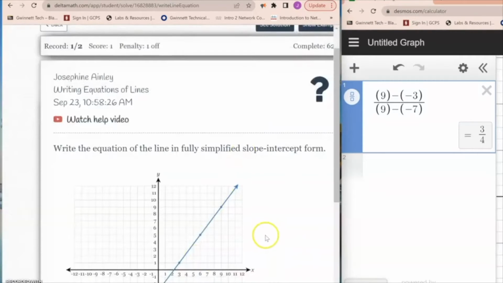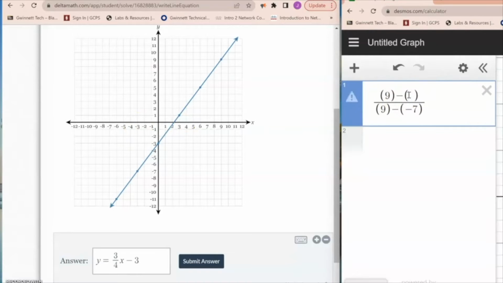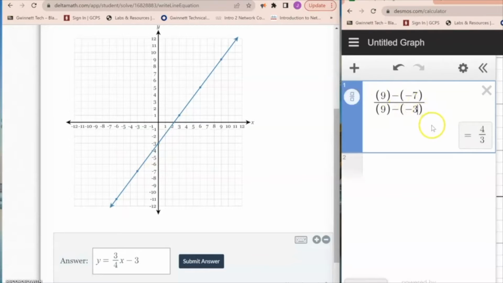Why is the answer not correct? -3 crosses -3. 9 goes with 9. And then what I do, oh, I put my x. Ooh, be careful. Y goes on top. Okay, so the y value, not the x. So -7 goes with -3. So be very, very careful with that. All right, y on the top and then x. So it's 4/3.